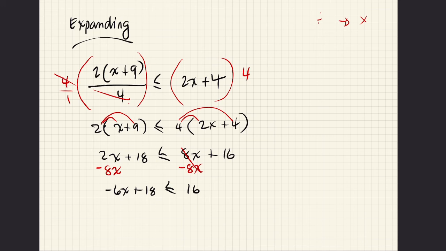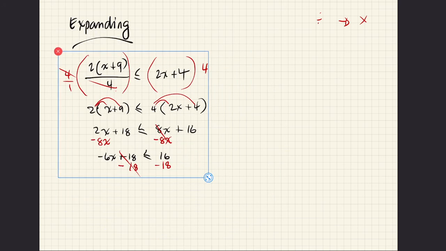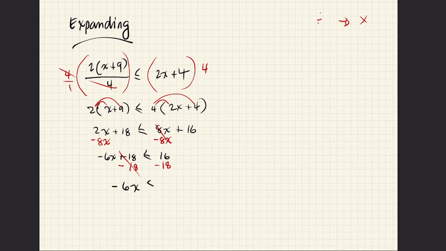Then let's get rid of the positive 18 with the reciprocal negative 18, negative 18. So what's left? Okay, let me just make this smaller so that it will fit. Okay. So what's left? Negative 6x is less than equal negative 2. Now, how do I get rid of the negative 6? That's the coefficient of x. So this is multiplication. So the reciprocal is division. So I divide it by negative 6, negative 6.